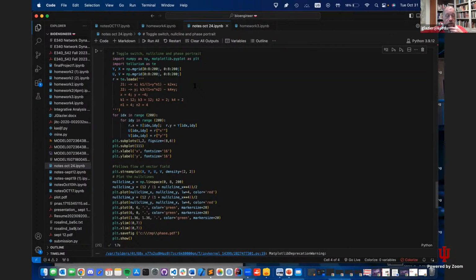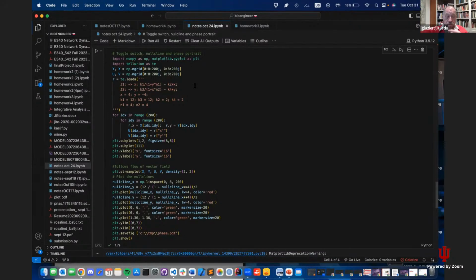Look at J1. What does it say? The production of X is what? Suppose the value of y is 0. It's K1 minus K2x. Right.